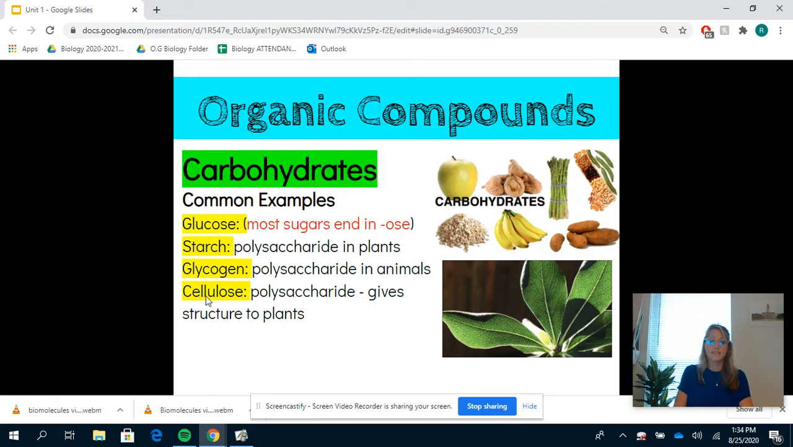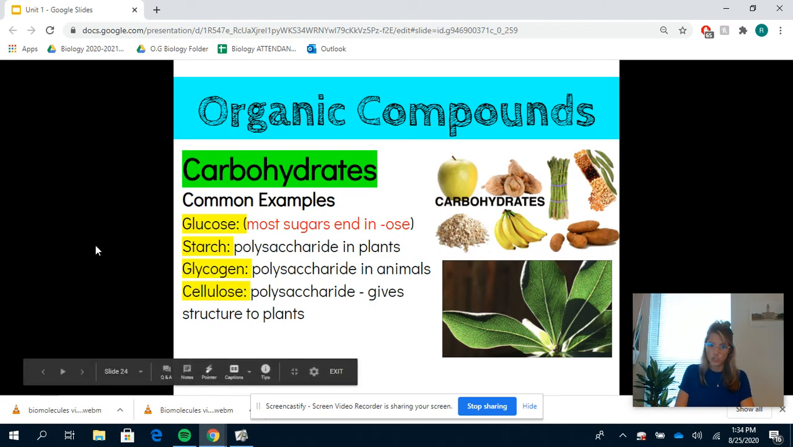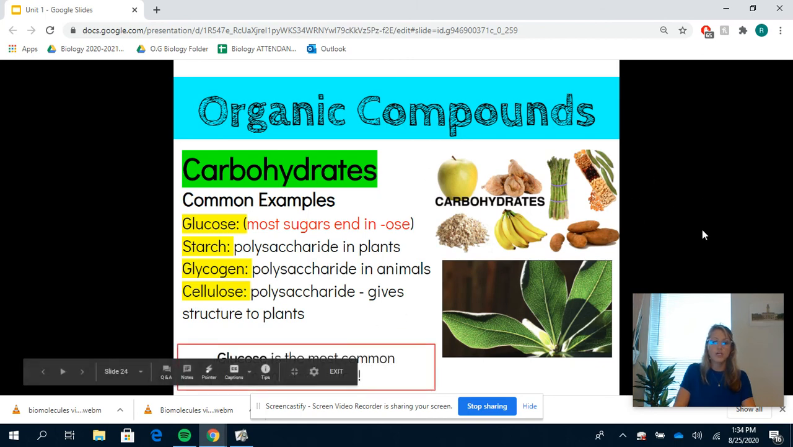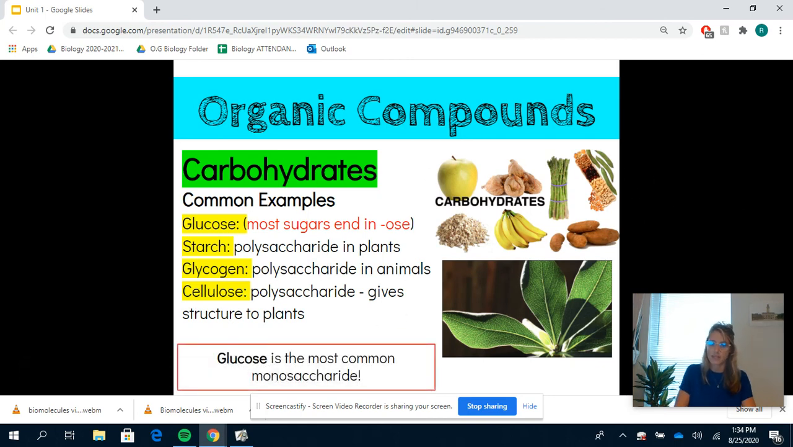Lastly, we have cellulose. Cellulose is the carbohydrate that gives plants structure. So if you break a leaf, if you break celery, if you break lettuce, anything like that, there's a crunch. That crunch is due to the cellulose. And again, down here, glucose is the most common type of monosaccharide that we have.